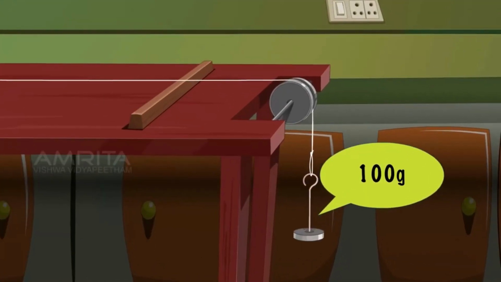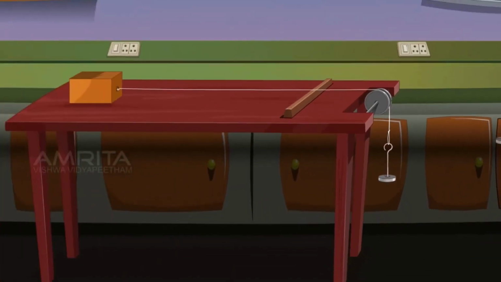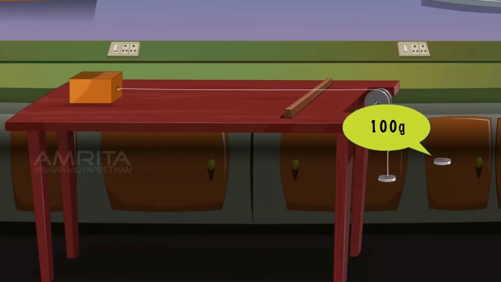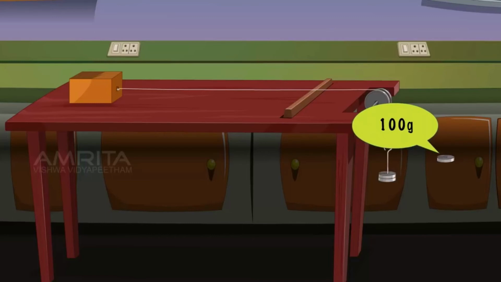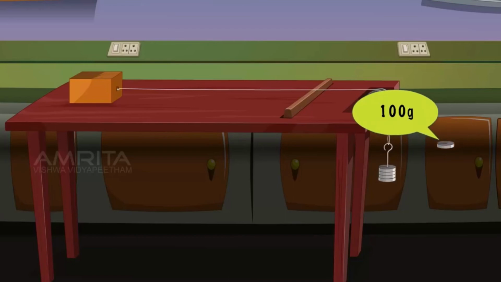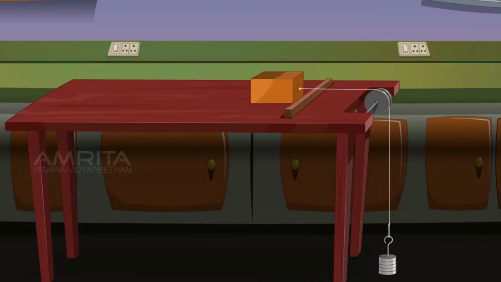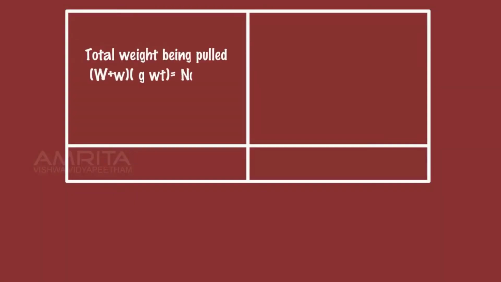Hang a 100 grams weight hanger on the free end of the thread and keep it vertical. Add 5 more 100 gram slotted weights to the weight hanger. Note down the observations in the observation column.